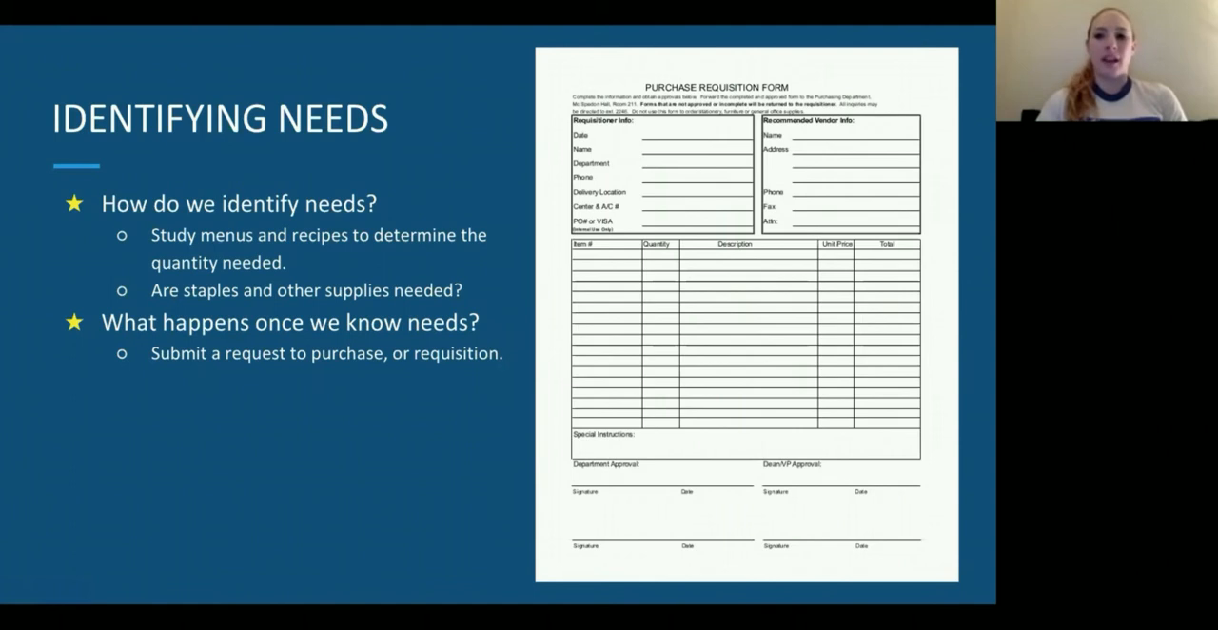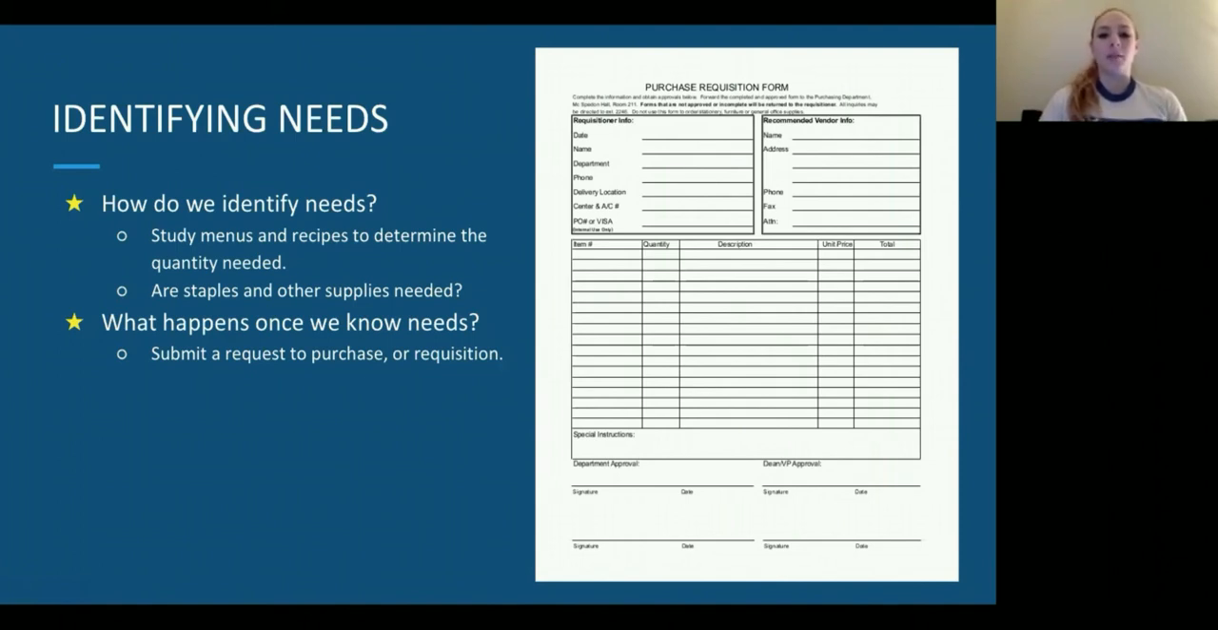So first we need to identify the needs. In order to identify needs, we need to study menus and recipes to determine the quantity needed. We also need to check into our staples and our other supplies that are used to run the organization and determine, are they low? Do we need to order more?